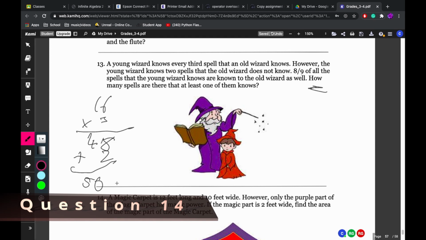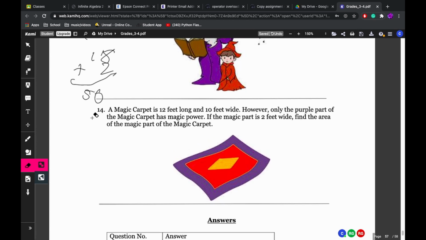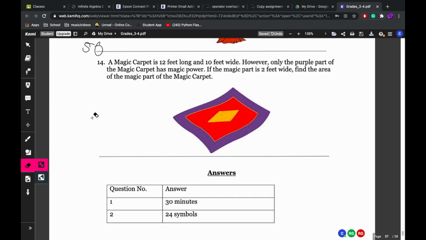Moving on to number 14. So, 14. A magic carpet is 12 feet long and 10 feet wide. However, only the purple part of the magic carpet has magic power. If the magic part is 2 feet wide, find the area of the magic part of the magic carpet.